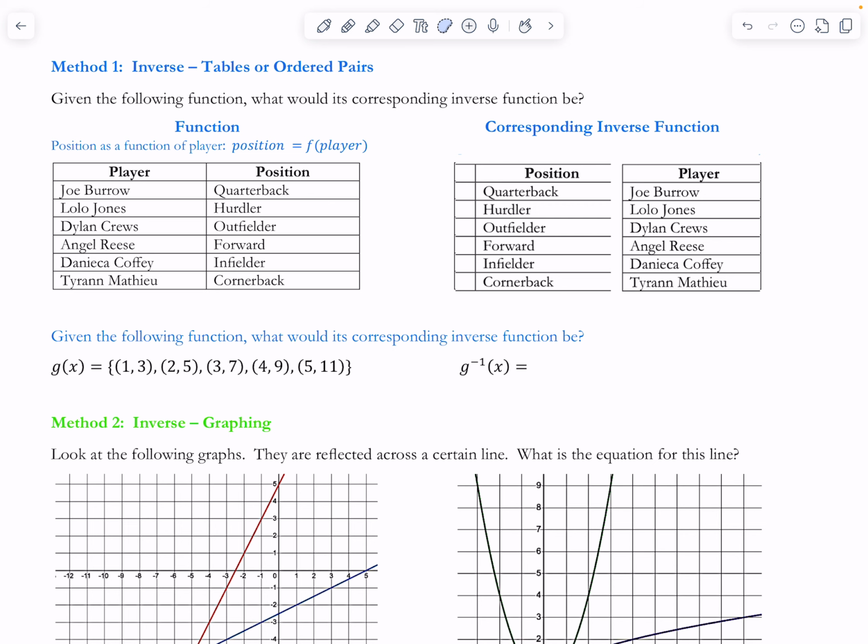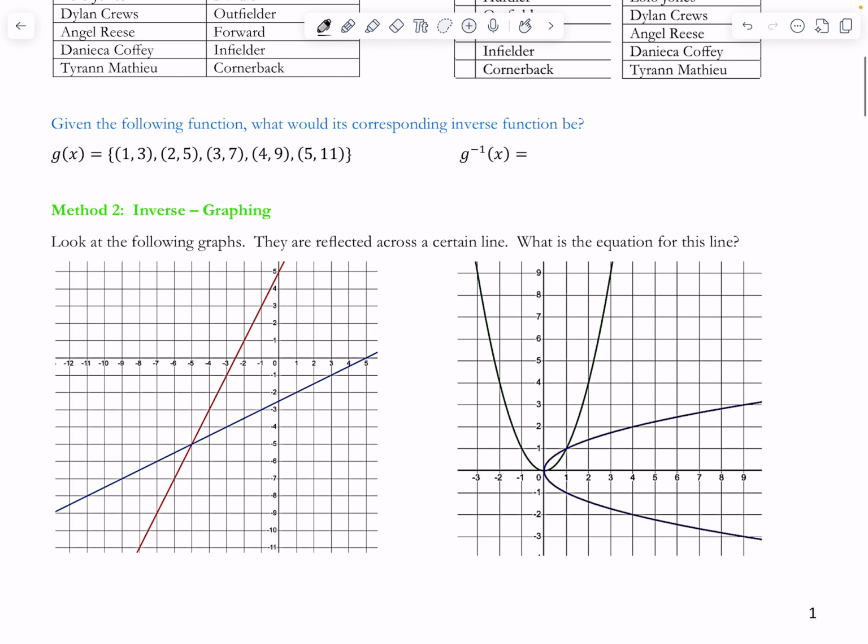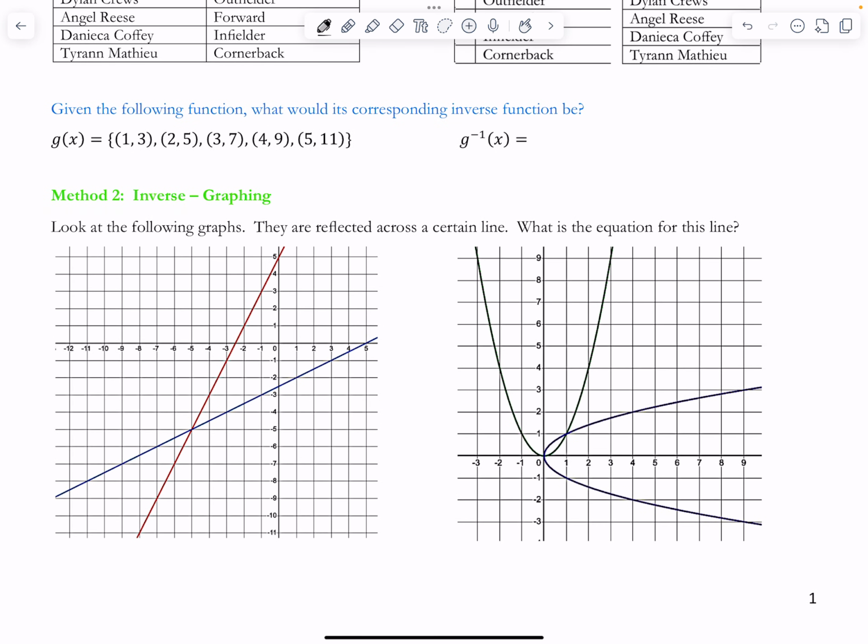All right, so with numbers, and hopefully how you saw this in Algebra 1, if you look at that ordered pair (1, 3), it's going to become (3, 1). Same with the next one, (2, 5) becomes (5, 2), then (7, 3), (9, 4), and finally (11, 5). All right, so that's how we do it. We switch the x and y's.